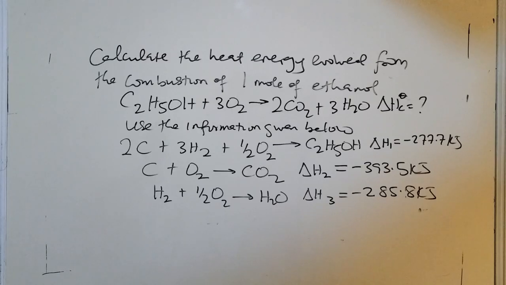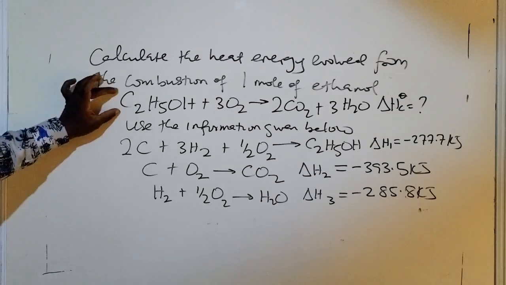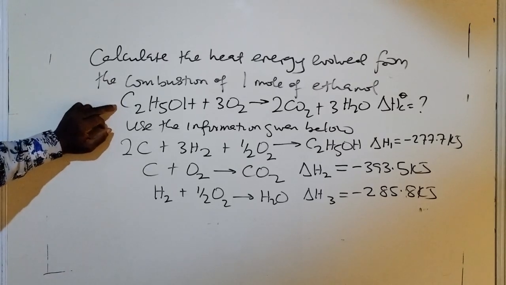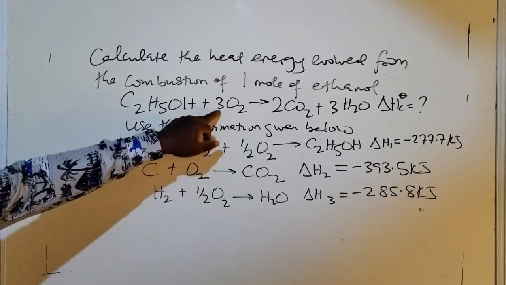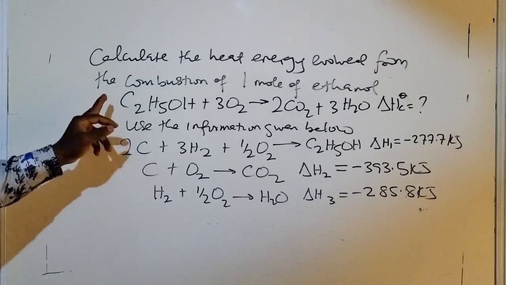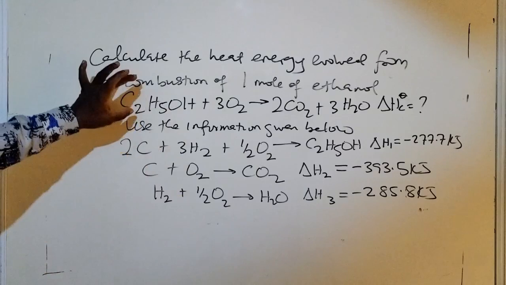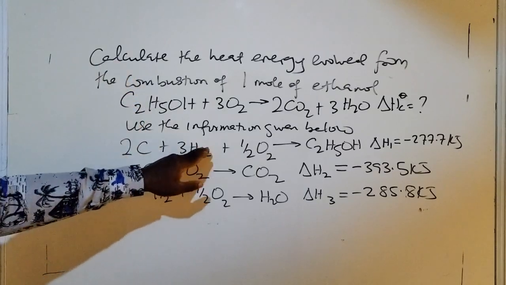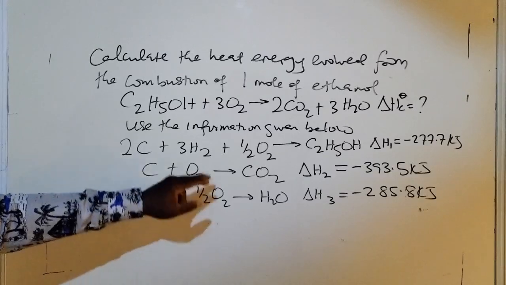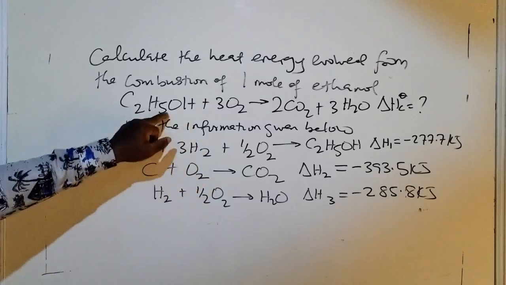So 1 mole of ethanol is burnt in oxygen. So here is 1 mole. This is what we are concerned with. 1 mole of ethanol burns in oxygen. The number of moles of oxygen here doesn't count, but we have to make sure the substance that's burning is 1 mole. And we're given this information. We're given the overall equation and we're given these other steps. We use them to combine. We're supposed to combine these to get that.